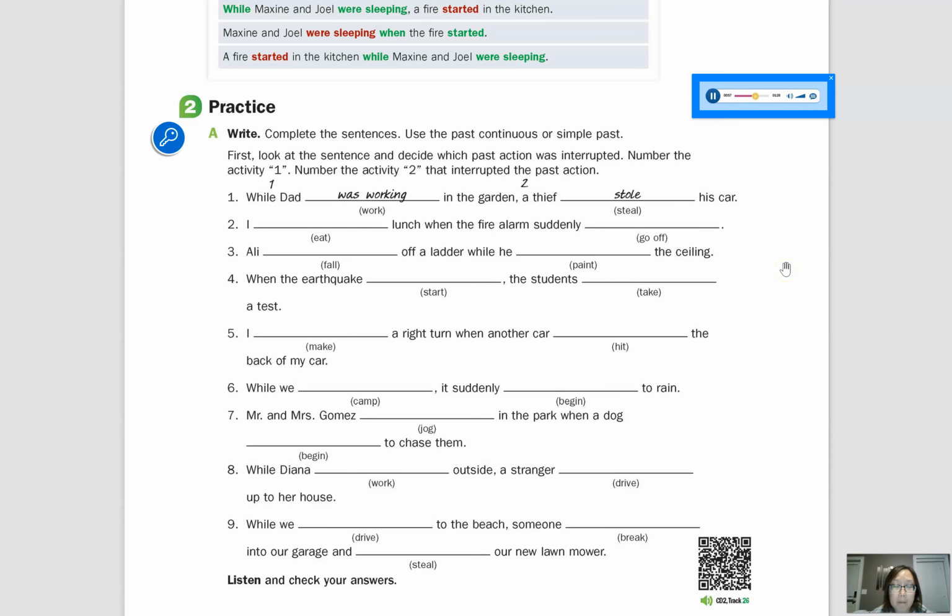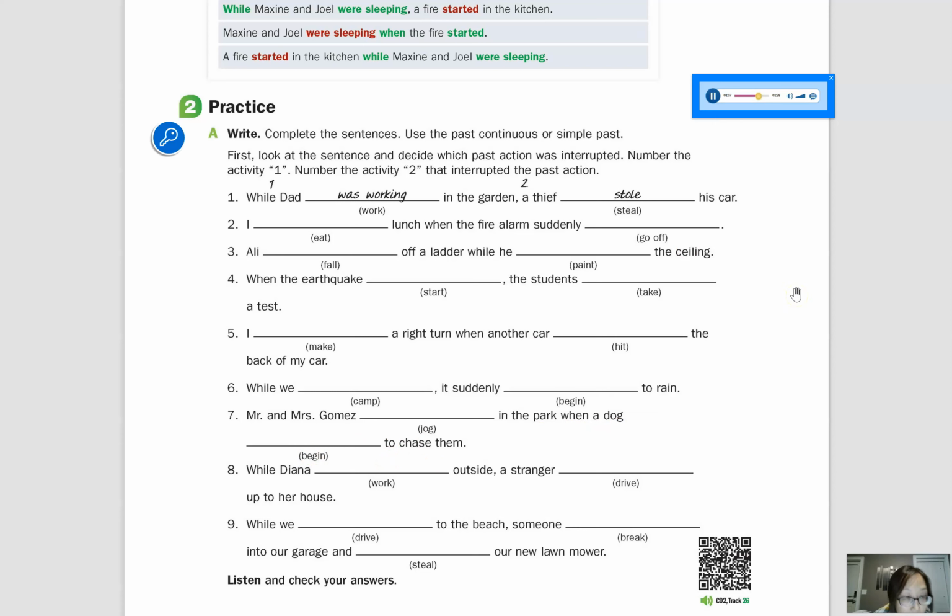7. Mr. and Mrs. Gomez were jogging in the park when a dog began to chase them. Okay, so Mr. and Mrs. Gomez were jogging in the park. This is the continuous activity, so number 1. When a dog began to chase them, this is the interruption, number 2.